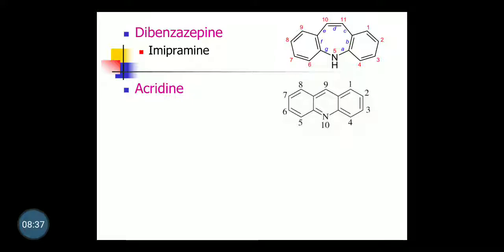Next is acridine. We already discussed the acridine heterocyclic ring. Normally it has N10. So 1, 2, 3, 4, we skip this 5, and 5 will go to the next ring: 5, 6, 7, 8, 9 and 10. Normally we call it N10 in the case of acridine; that is the mnemonic, N10. Mepacrine is an antihistaminic drug which has the acridine ring in its structure.